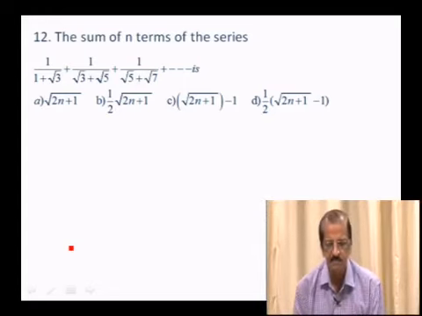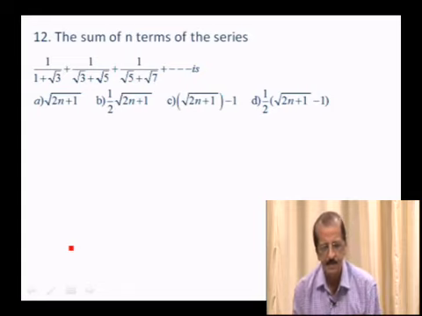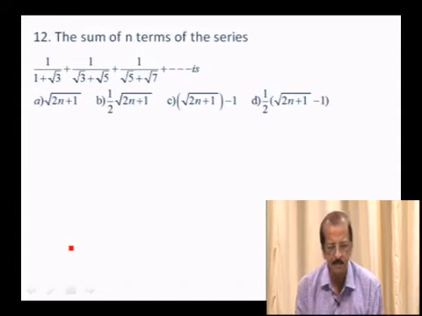12th question, the sum of n terms of the series 1 over 1 plus root 3, 1 over root 3 plus 5, 1 over root 5 plus 7 plus etc. is. ಮಕ್ಕಳೇ ಈ ಪ್ರಶ್ನೆಗೆ ನೀವೇನಾದರೂ ಇದನ್ನು ಸಮ್ ಮಾಡೋಕ್ಕೆ ಹೋದರೆ ಇಟ್ ಟೇಕ್ಸ್ ಲಾಟ್ ಆಫ್ ಟೈಮ್ ಆ್ಯಂಡ್ ಇಟ್ಸ್ ನಾಟ್ ದಟ್ ಈಸಿ ಆಲ್ಸೋ.